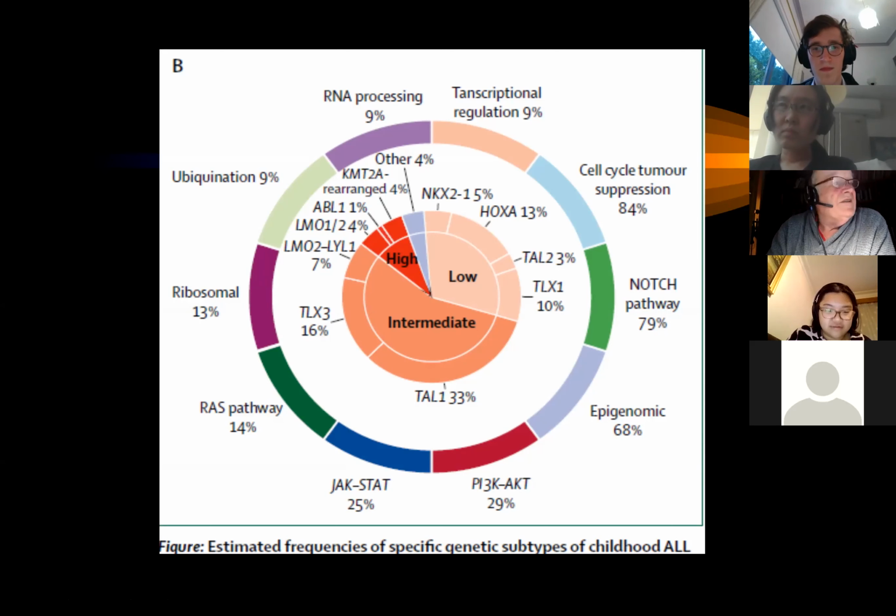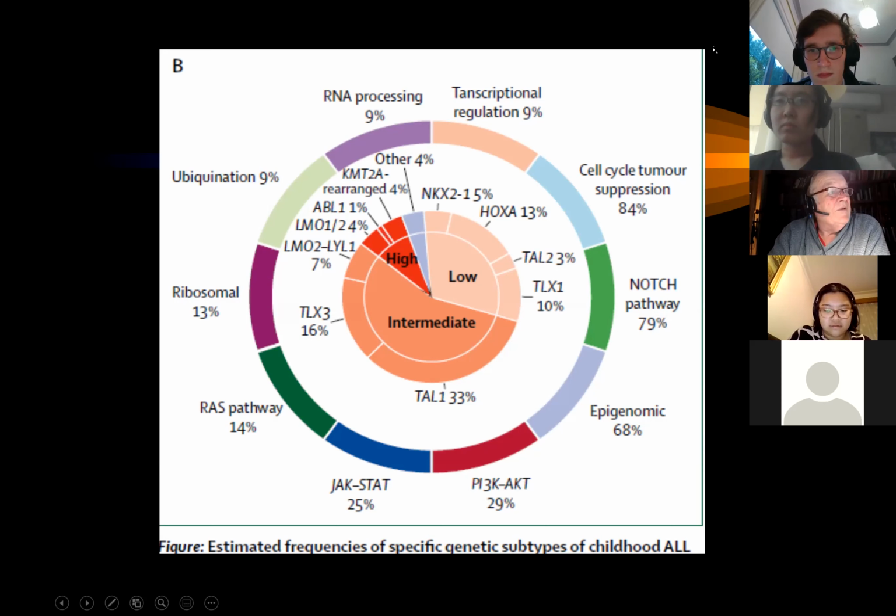So these days, you get a child with ALL, you do the bone marrow, it's ALL, you wait for the molecular analysis, and then you classify the patient into high, intermediate, or low risk. And on that basis, you determine their treatment. Nobody these days would treat a leukemia without this sort of analysis. Now, the wheel looks different for AML and CML, and the other leukemias. This happens to be the one for ALL, and that's what you need to know before you start treating a child with ALL.